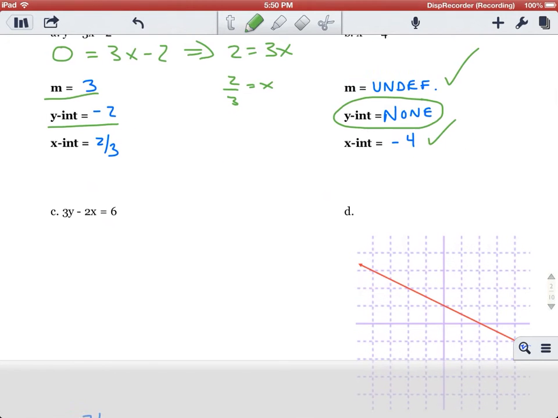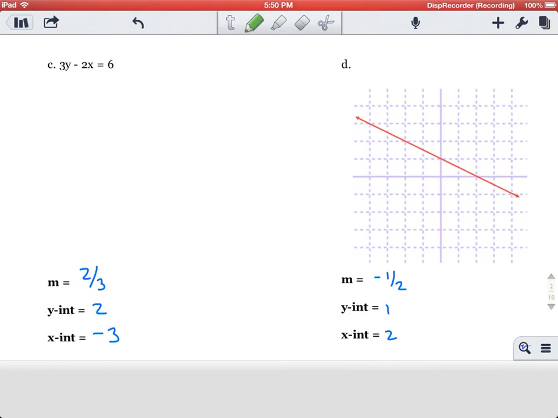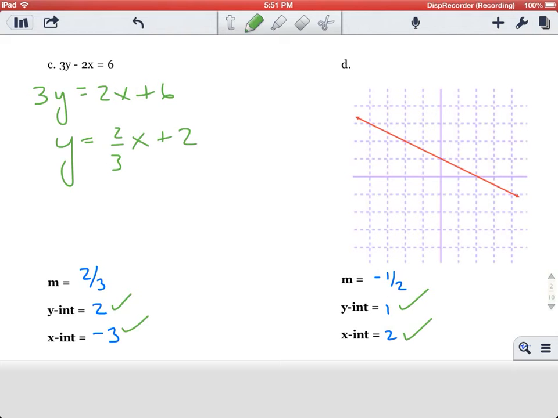Part C, the easiest two should have been the y-intercept and the x-intercept, because you can use the thumb trick to get both of those. What should have been the most tricky is to get the slope, because you would need to get this into slope-intercept form. So the slope is 2/3. And finally, part D, also the y-intercept and the x-intercept should have been the easiest, because you can see them right there on the graph, and then the slope is down 1 and over 2.